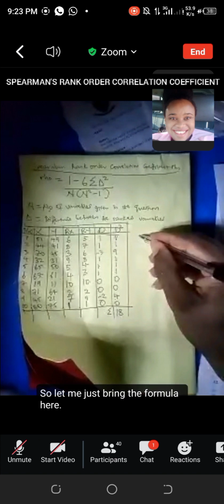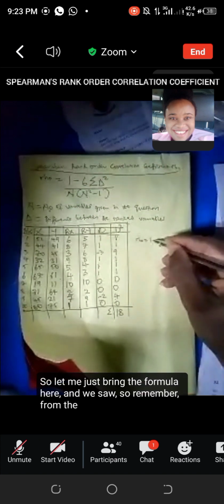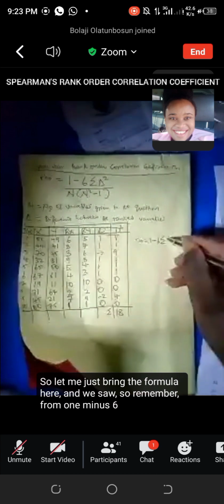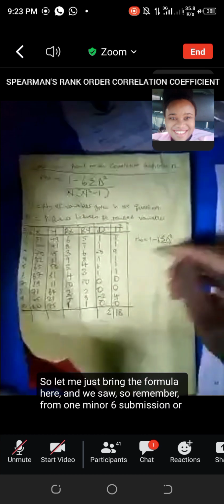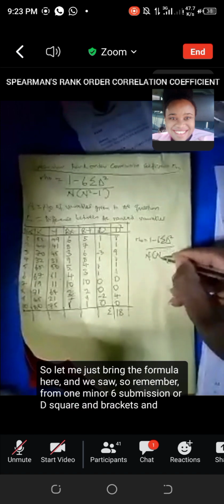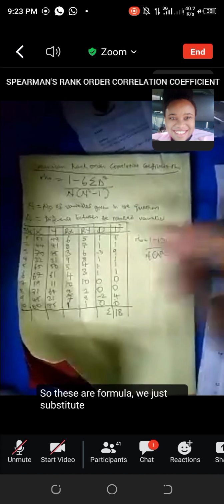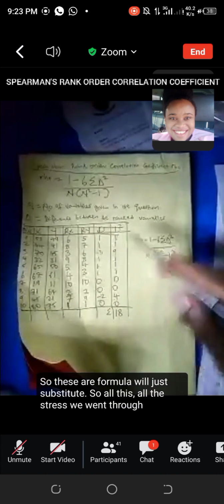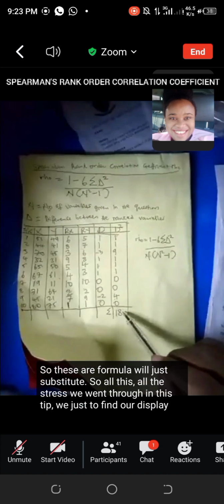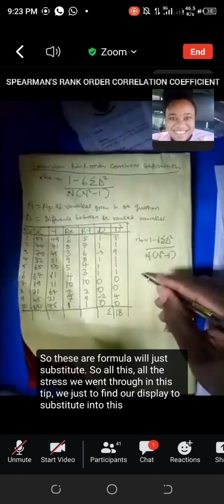So let me just bring the formula here and we solve. Remember our formula: rho is equal to 1 minus 6 summation of d square all over n bracket n square minus 1 bracket close. So this is our formula. We'll just substitute. All the stress we went through in this table is just to find our d square, and our d square is 18. So we'll substitute into this formula.